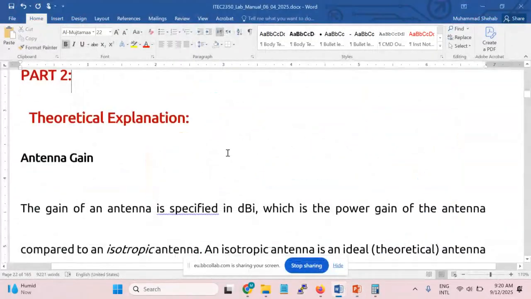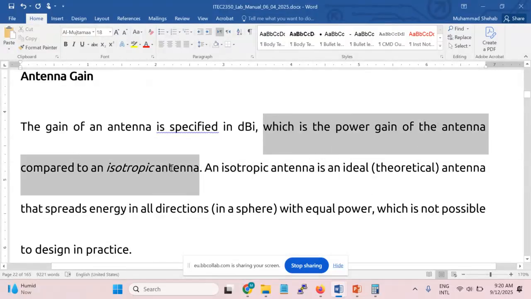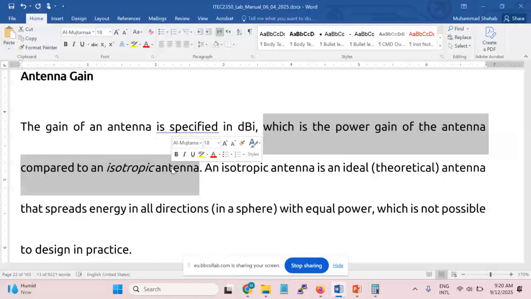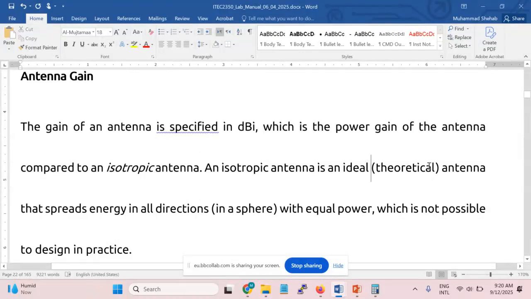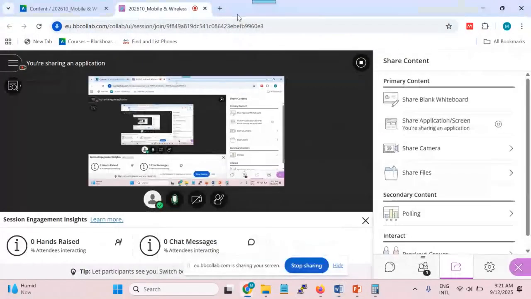Okay. First, we will start with a theoretical explanation. What is antenna gain? The gain of an antenna is always measured in dBi. Why in dBi? Why do we say i? Because the i refers to the isotropic antenna, which means the power gain of the antenna with reference to an isotropic antenna, as we have explained in the lecture. What is an isotropic antenna? An isotropic antenna is an ideal, theoretical antenna. It does not exist in reality, but it has a spherical shape.